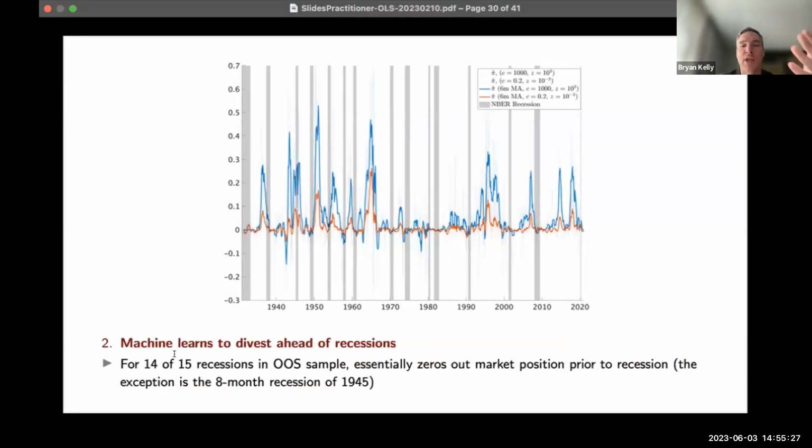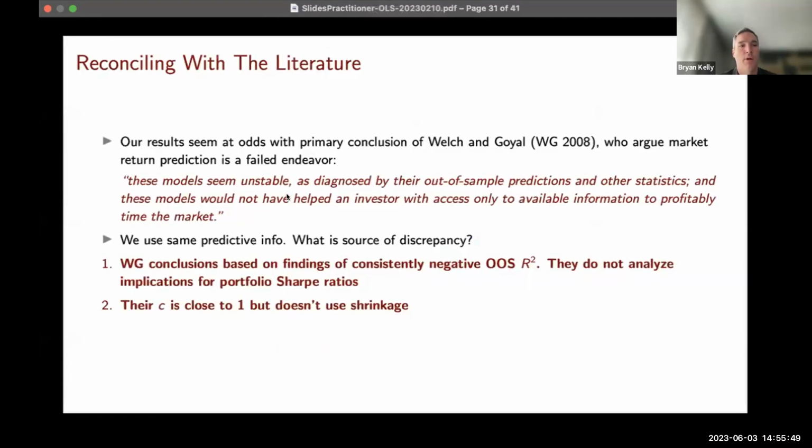The other thing is, when does it take these zero positions? When does the timing strategy trade out of the market? It does this going into recessions. So there are 15 recessions in the sample. In 14 out of those 15 recessions, the trading strategy basically zeroed out its position in the market. The only one that it missed was this short recession after World War II. All right.